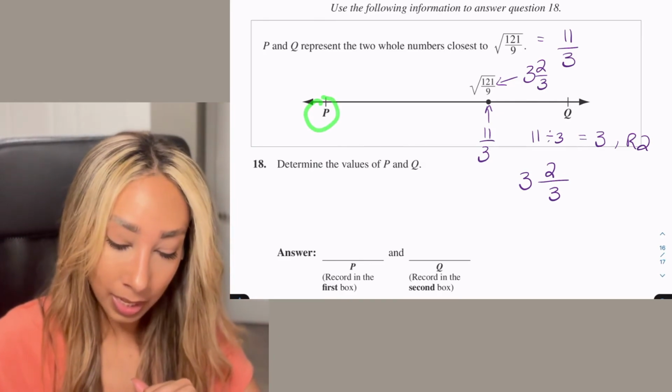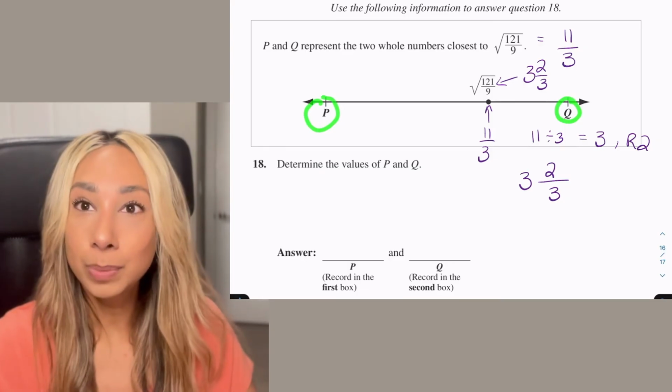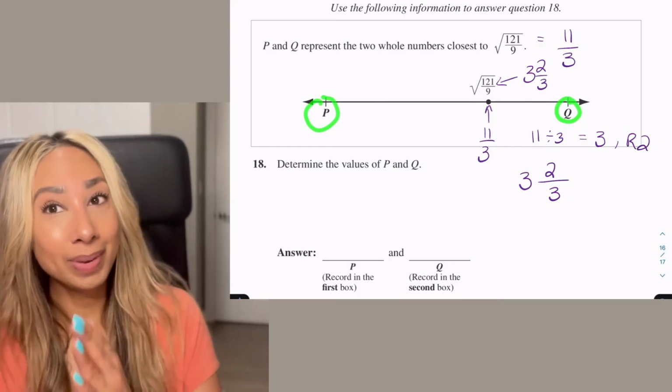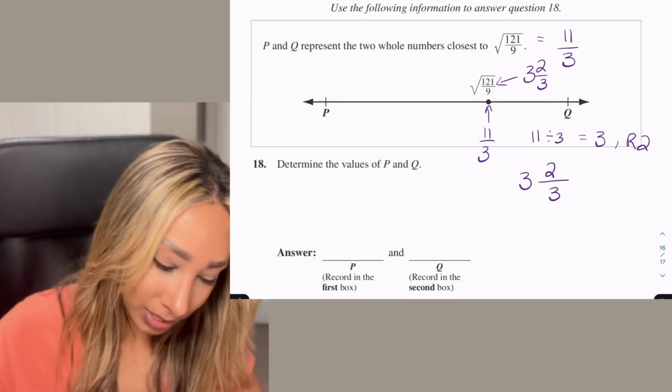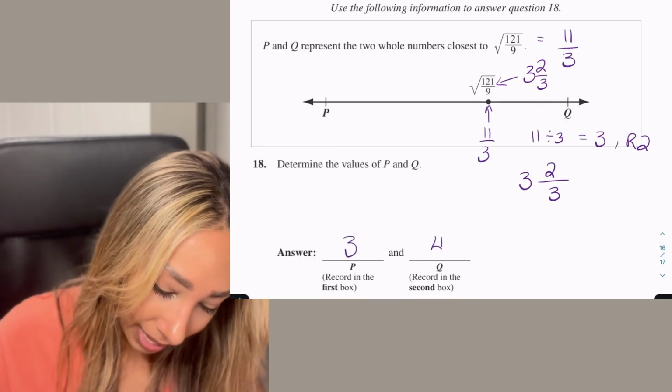The second thing it's telling me is that this whole number must be 4, because it has to go in increments on that number line. That means my answer to this question is going to be 3 and 4.